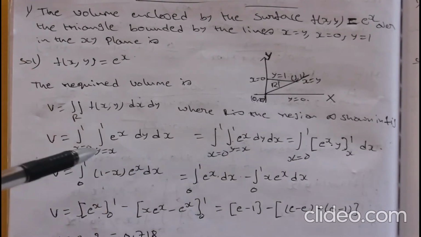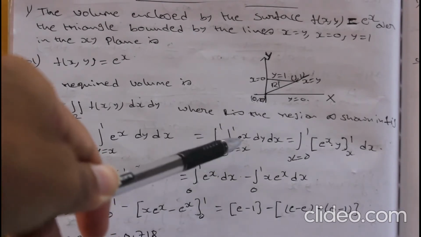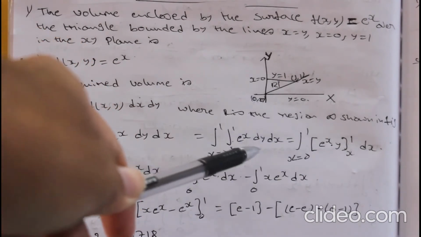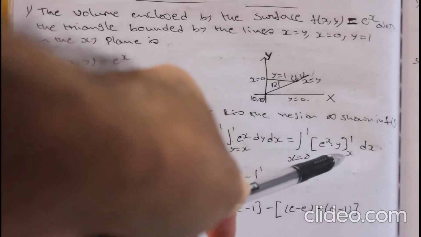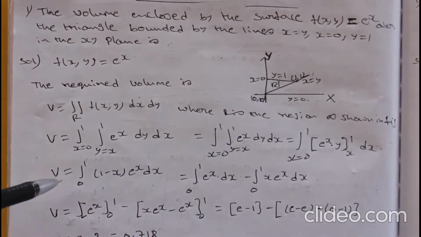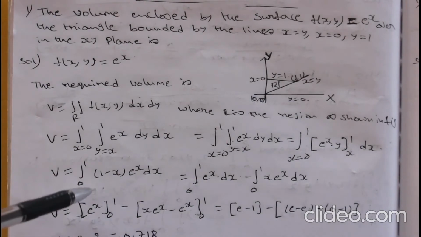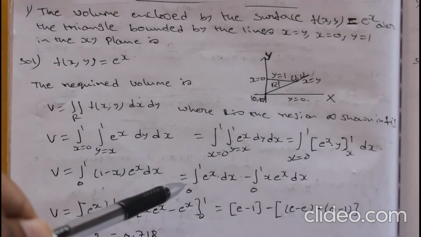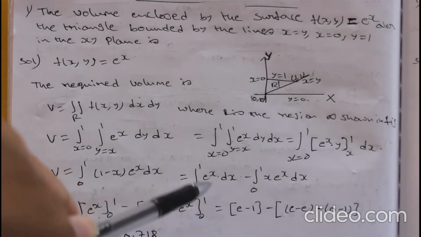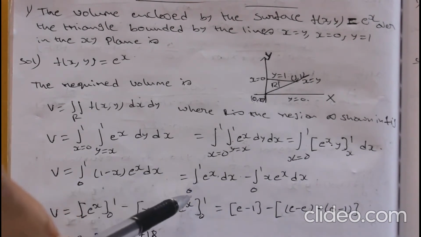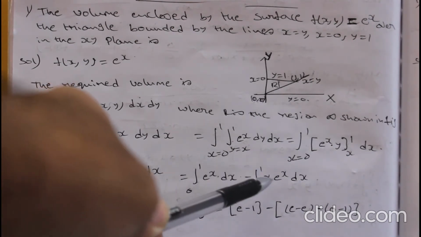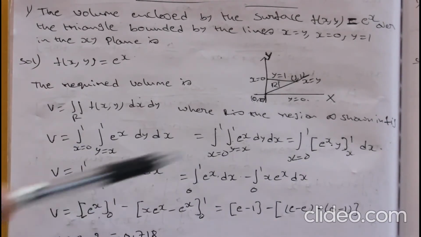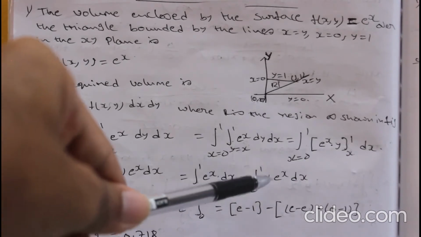Okay, so now integrate it. So integral of x equal to 0 to 1, integral of y equal to x to 1 e power x dy dx, that is equal to, integrating with respect to y, e power x will be treated as constant, so e power x y with limits x to 1 dx. Okay, so V is equal to integral of 0 to 1, y will be, after applying limits, 1 minus x, e power x dx. So that is equal to integral of 0 to 1 e power x, split it. After splitting it, integral of 0 to 1 e power x dx minus integral of 0 to 1 x e power x dx. So integral of e power x is nothing but e power x, and limits 0 to 1.